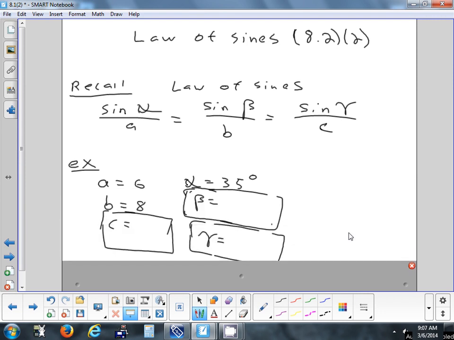All right, so let's try this one. A is 6, B is 8, and alpha is 35. Usually, if you can't visualize it, the first thing you should do is sketch it to see if it's one of the types of problems that you use law of sines for. Okay?